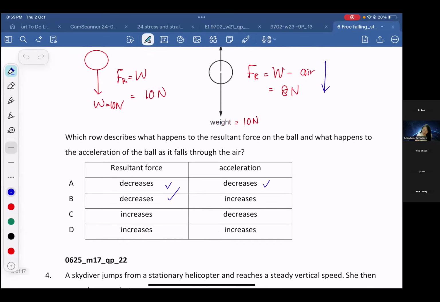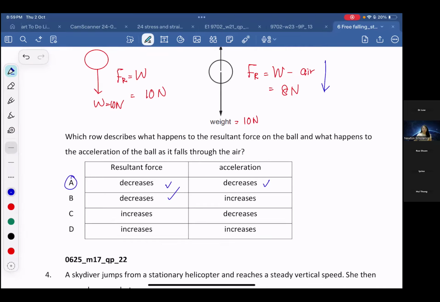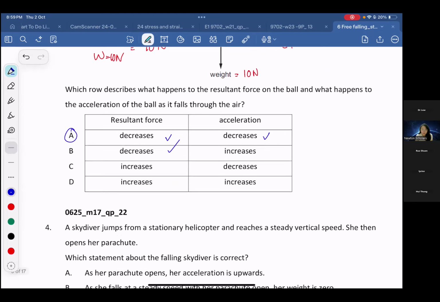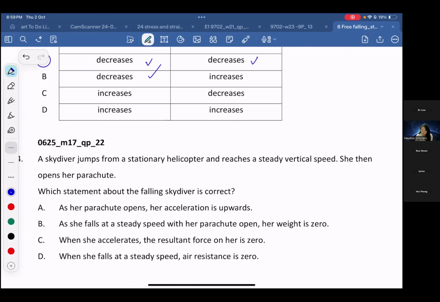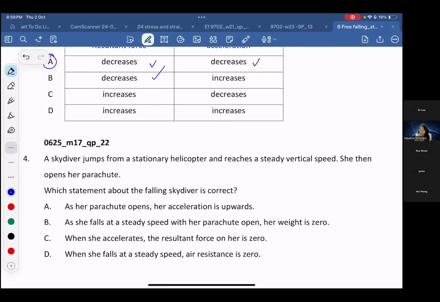Is that clear, everybody? Any question? Okay, no question. Megan, correct? Okay. So here, number 4. A skydiver jumps from a stationary helicopter and reaches a steady vertical speed. Steady speed means constant speed. Steady means constant. She then opens her parachute. What statement about the falling skydiver is correct?